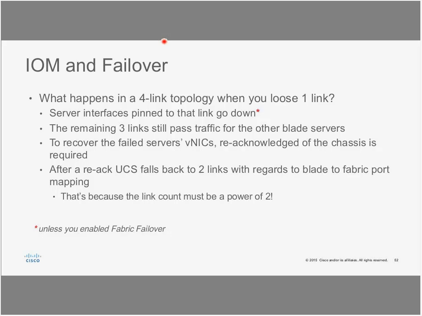Let's say you want to make sure that all your blades are repinned accordingly between the IO modules and the Fabric Interconnect. Well, that means that you need to go back into the UCSM and re-acknowledge that chassis. When you re-acknowledge the chassis, you're now going to reduce your number of available links in that IO module to 2, because obviously 3 is not supported.